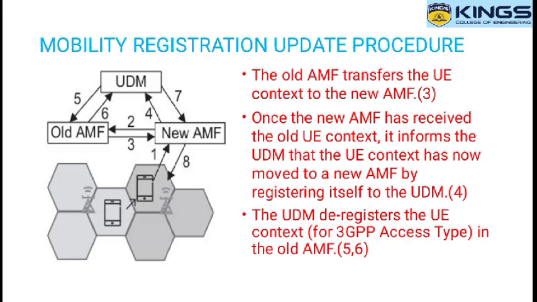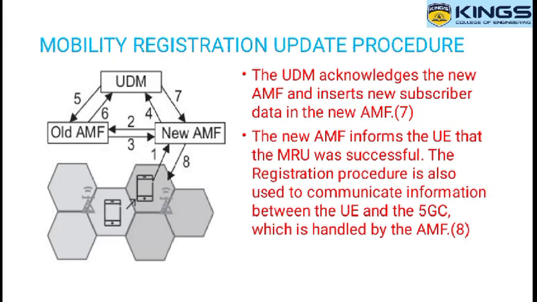The fourth step: once the new AMF has received the old UE, user equipment, context, it informs the UDM that the UE context has now moved to the new AMF by registering itself to the UDM. In the fifth and sixth steps, the UDM deregisters the UE context for 3GPP access type in the old AMF. In the seventh step, the UDM acknowledges the new AMF and inserts new subscriber data in the new AMF. The last step is the new AMF informs the UE that the MRU was successful.